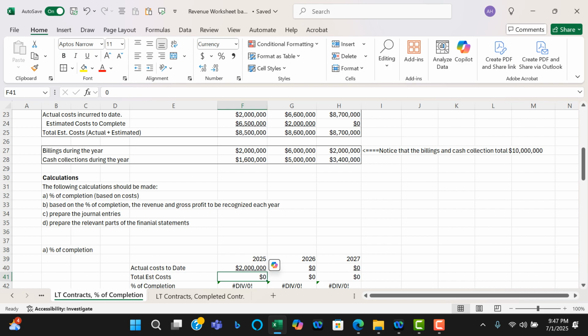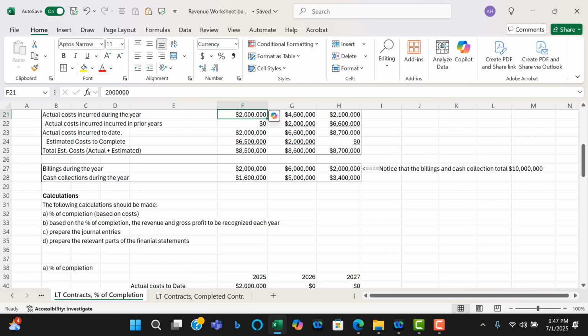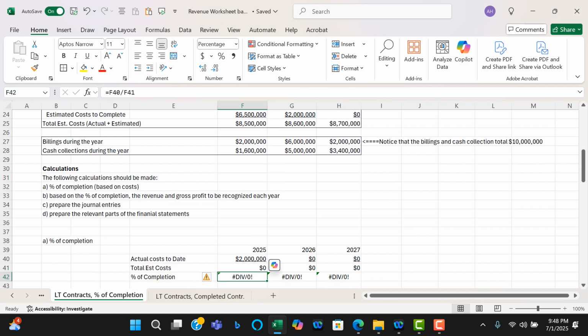Okay, and so as of the end of 2025, the actual costs, both incurred in the year and to date, because of the first year, were $2 million. Now, the actual cost of the job is going to be, you incurred $2 million, you think it's going to take $6.5 million to finish. So from the 2025 vantage point, the whole job is going to take $8.5 million to complete. So your total estimated cost to complete the job is $8.5 million.